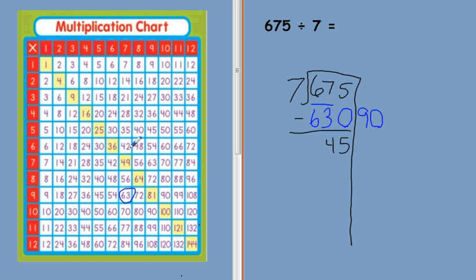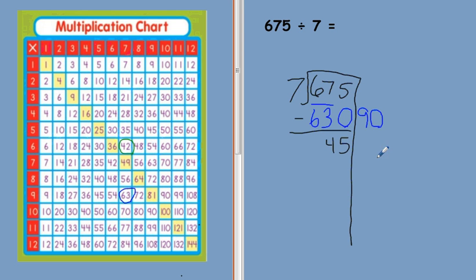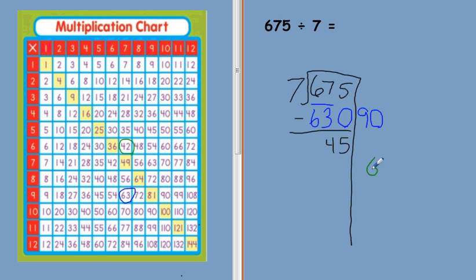We have 49 and 42. It's between those two, but 49 is bigger, so we're going to go down to 42. So let's look at that. 7 times 6 is 42. So I'm going to put 6 here. Now notice I don't have to put a 0 because the 4 is not in the hundreds place. So I'm just going to put 42 because 6 times 7 is 42.